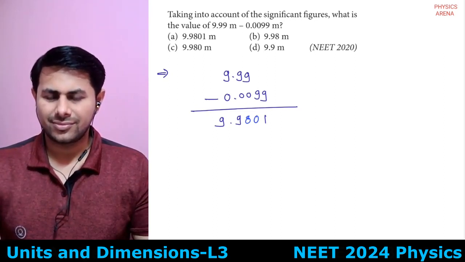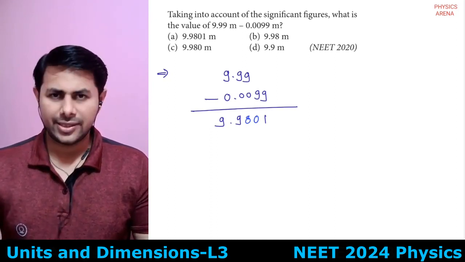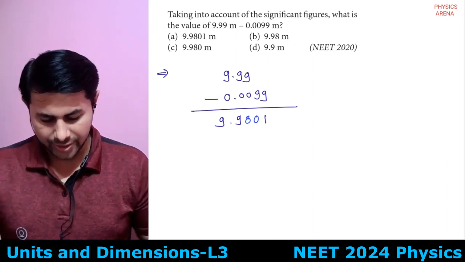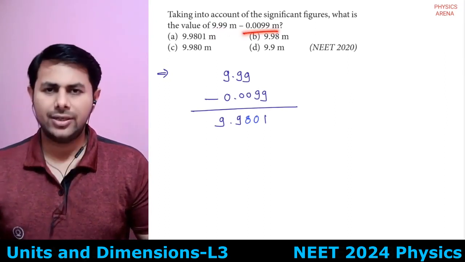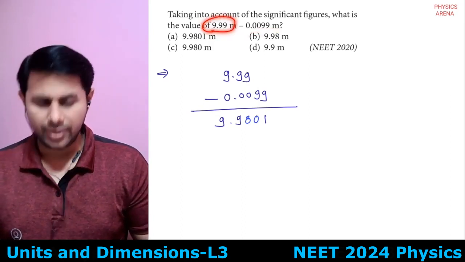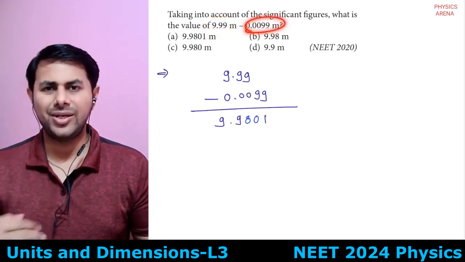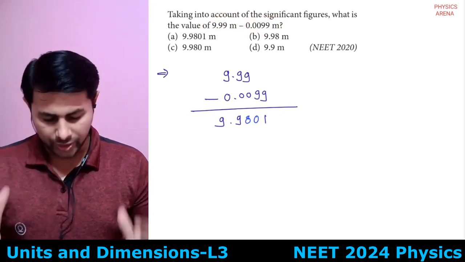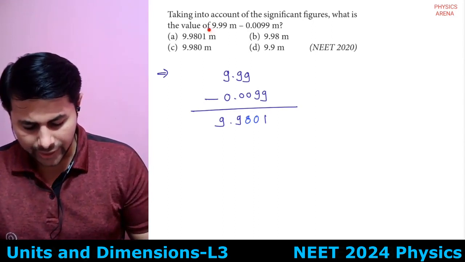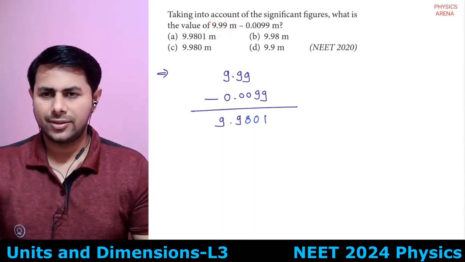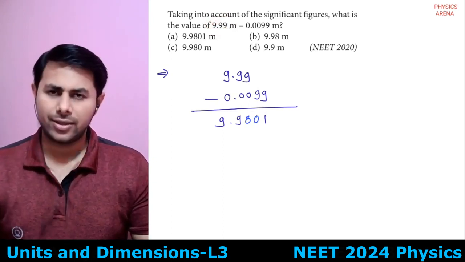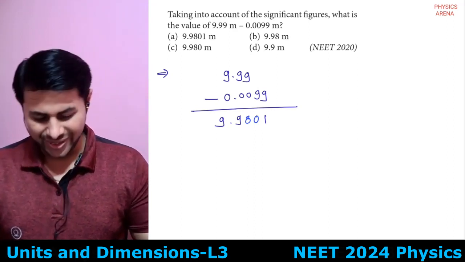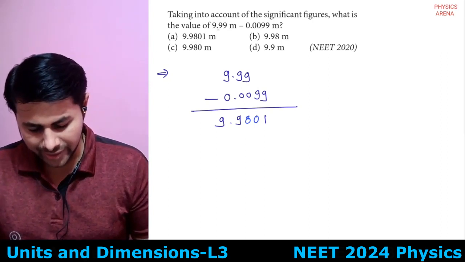Sir, in addition and subtraction, we want to take the least significant number. Least significant digits. Okay. And why is that? Because you have one instrument which has less resolution, and another instrument has more resolution. So this one will be less accurate, and this one will be more accurate. So what we do is we round it off to the least resolution, not significant digits. Least decimal point, I think. Okay, you can say it that way, that is correct too. So we round it off to the least resolution.